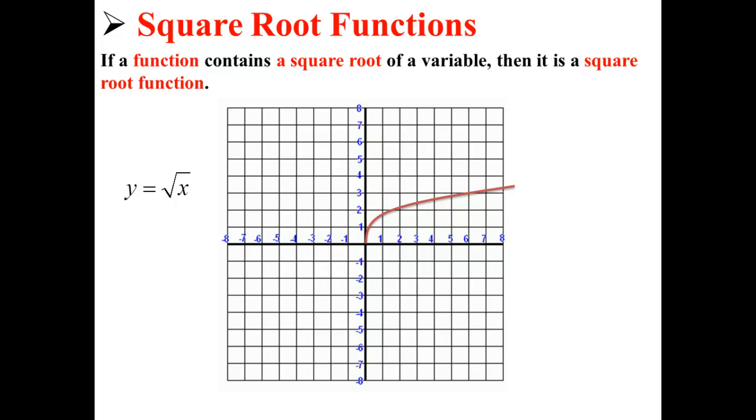Remember that if we're taking the square root of x, x must be a positive value. That is to say, y can only be positive values. So we can't have any negative values of y. We can only have the top half of this parabola.